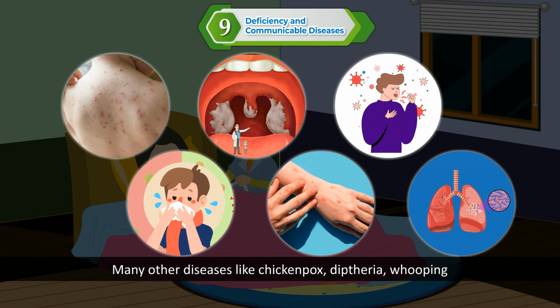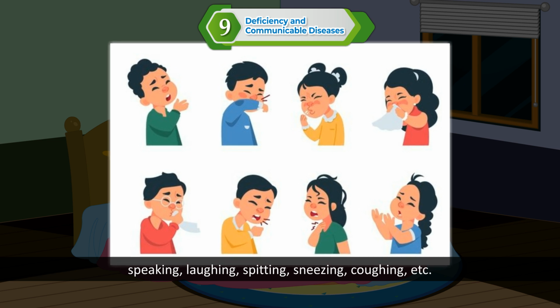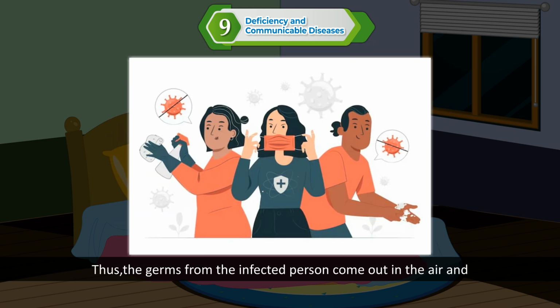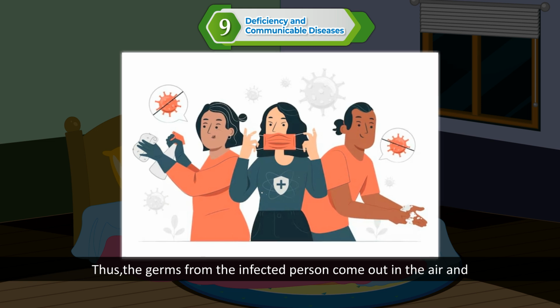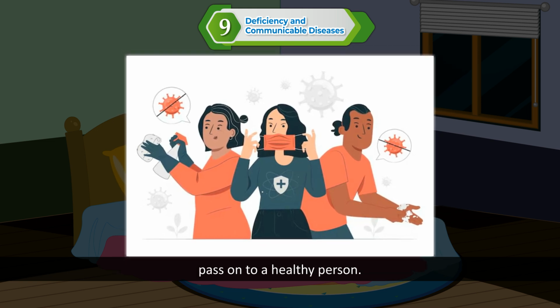Through air. Many other diseases like chickenpox, diphtheria, whooping cough, influenza, smallpox, tuberculosis, etc. spread through speaking, laughing, spitting, sneezing, coughing, etc. Thus, the germs from the infected person come out in the air and pass on to a healthy person.